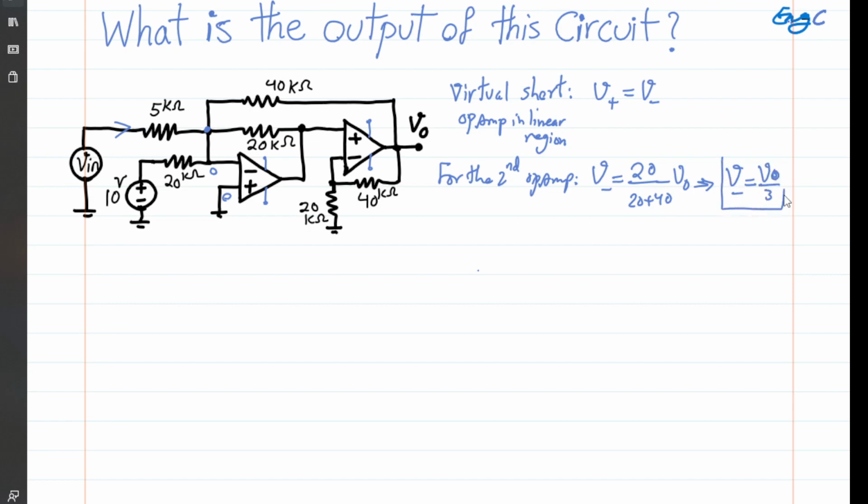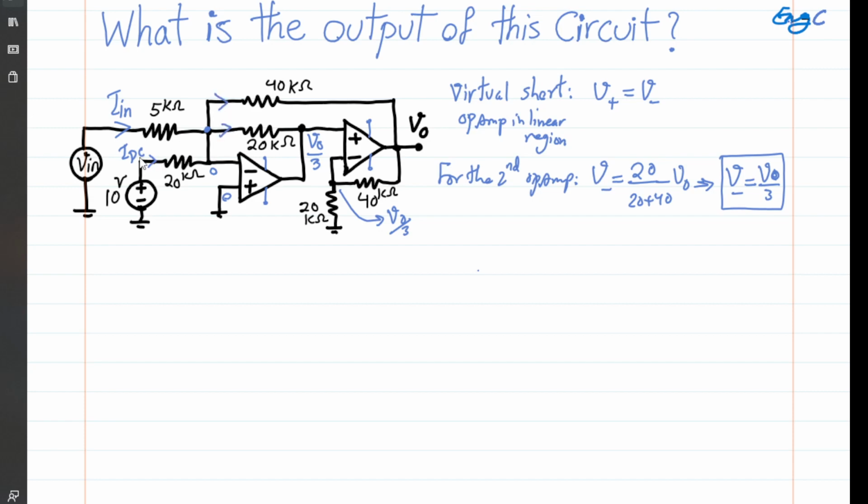Okay, so let's keep this. It means this node has a voltage of V out over 3, and because of virtual short, at the positive input terminal we also have V out over 3. With that in mind, now we can write a simple KCL at the negative input terminal of the first op amp. The current coming from V in and the current coming from the 10 volt DC supply should be equal to the current that goes out this way and this way.